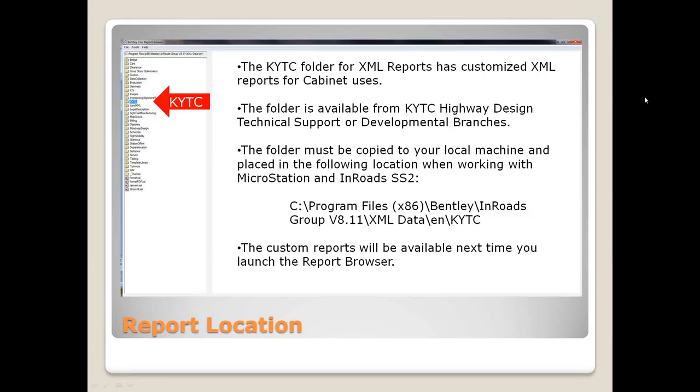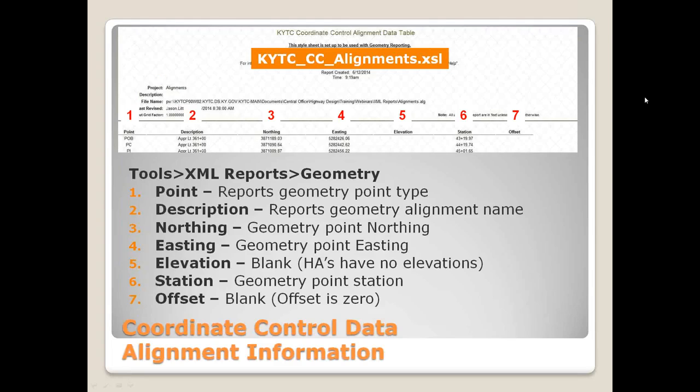So the first three reports I'd like to go over are the KYTC CC alignments. We envision these being used for your coordinate control information. So the alignment information, the control point information, the right-of-way monuments that you show on your coordinate control sheets.